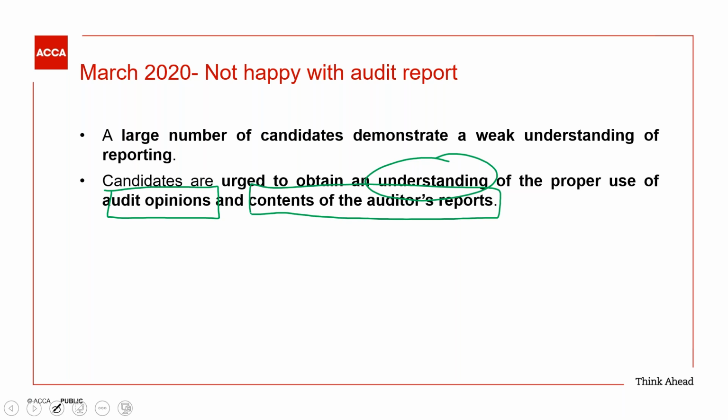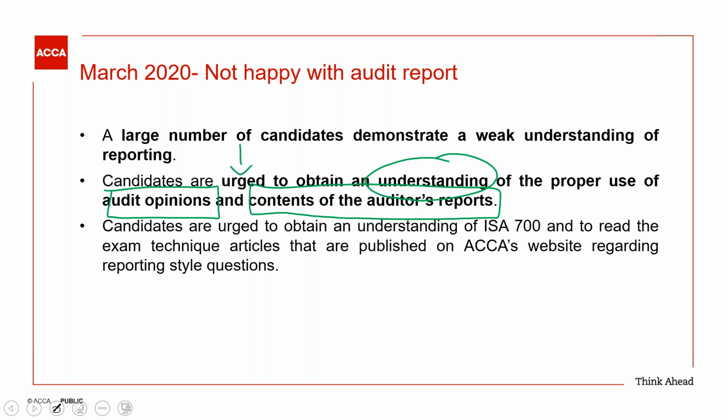So the examiner wants you to have a very good understanding of the audit opinions and the contents of the report, and he is urging you to do that. Number three, candidates are urged to obtain an understanding of ISA 700 and to read the exam technique article which I just recommended, published on the ACCA website regarding reporting style questions. If you read this technique article, you will get to know what sort of reporting questions came in the past papers. This is a wonderful article if you spend time on it. So there are two things urged by the examiner.